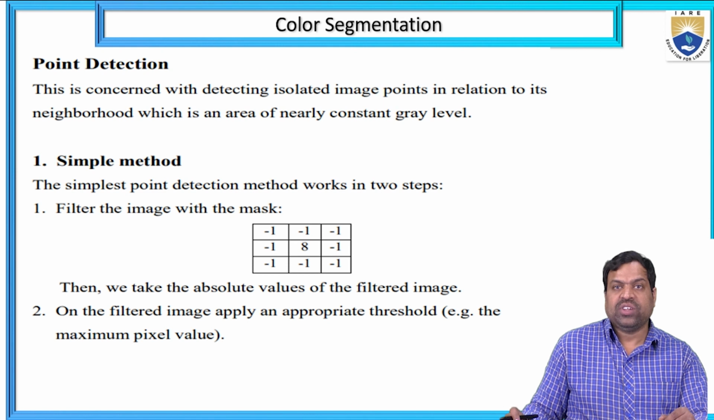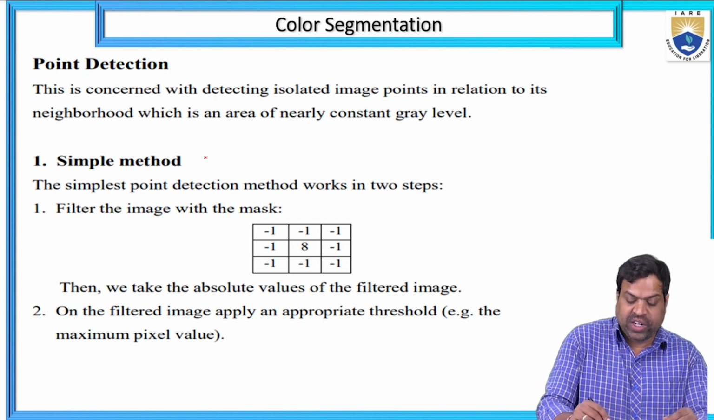So another one is point detection. So it is under segmentation only, but what is the use of point detection? It is one method of finding out the image with segmentation. This is concerned with detecting isolated image points in relation to its neighborhood, which is an area of nearly constant gray level. In point detection, another one is a simple method. So it is a sub method.